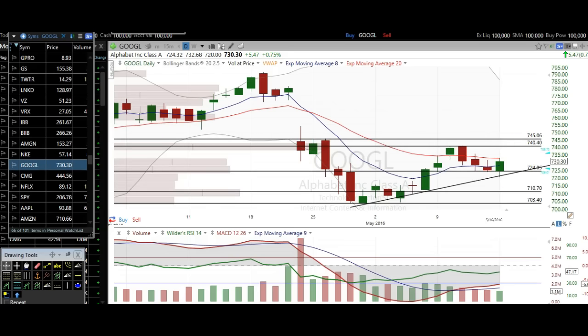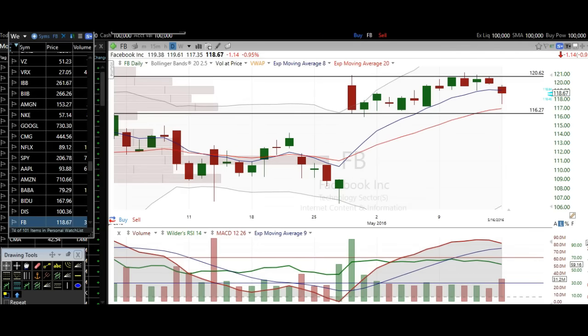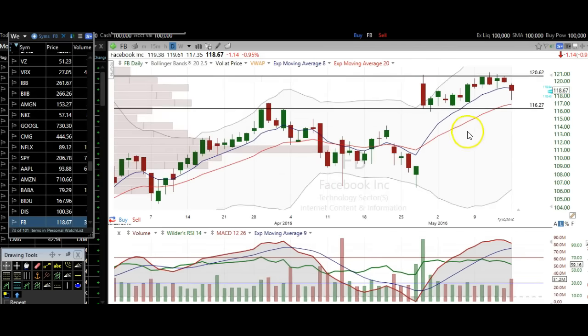Next, I want to move on to Facebook. Facebook is trading in a box here. 120.60 is resistance. 116.25 is support. A break of either of these levels is going to send Facebook either up or down, and those are the levels you need to be aware of.